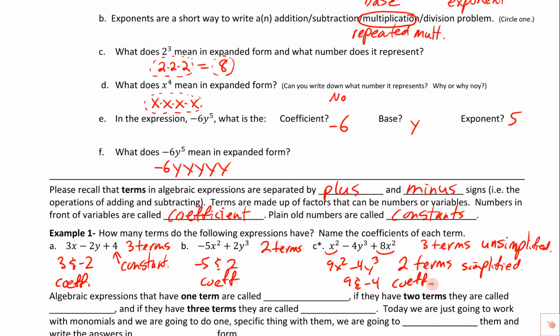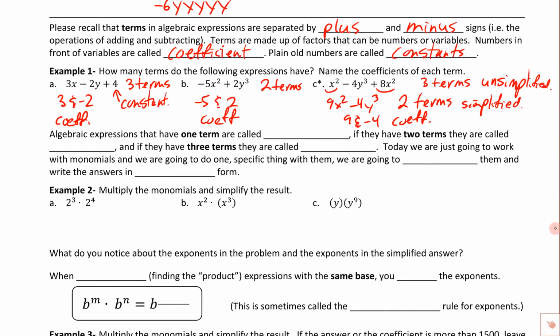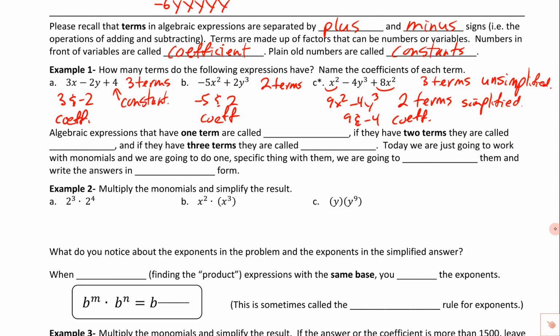Again, vocabulary is really important. We've got to know what we're talking about, especially when other people use those terms and throw those around. We don't want to get confused by those. Now, algebraic expressions that have one term are called, get this, monomials. So the prefix there is mono. The word mono means one.